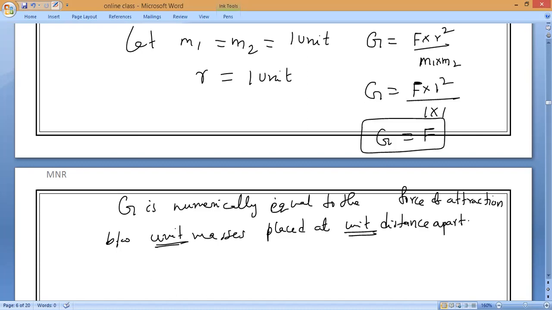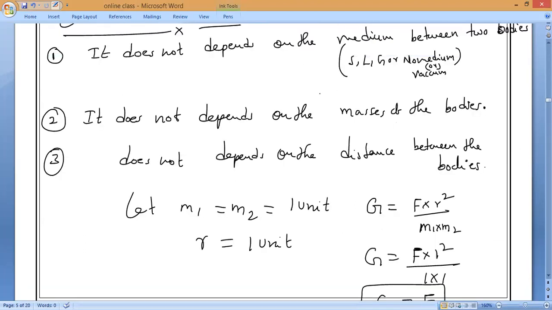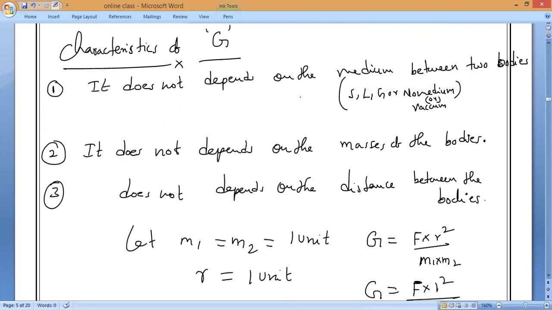It will never depend on anything. Is it okay, Hari? Kaushik? Yes, sir. This is all of what the characteristics of G are.